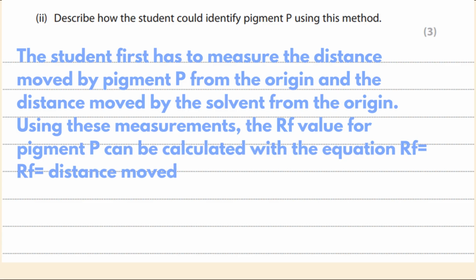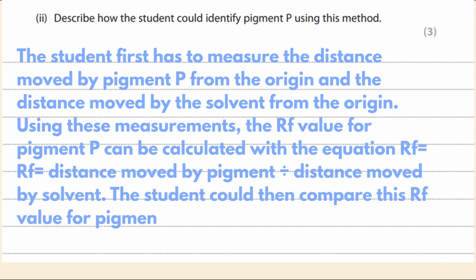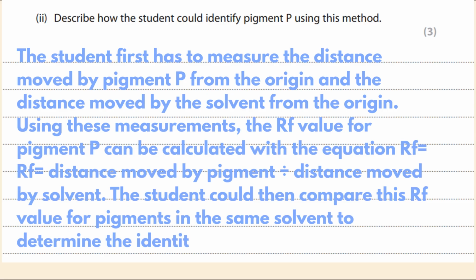Then the student must compare this RF value for the pigment with the known RF value in the same solvent to determine the identity of pigment P. That's very important, because you must use the same method, the same solvent, the same extraction solution. Everything must be the same. Only then will the RF value match and you can correctly identify pigment P.